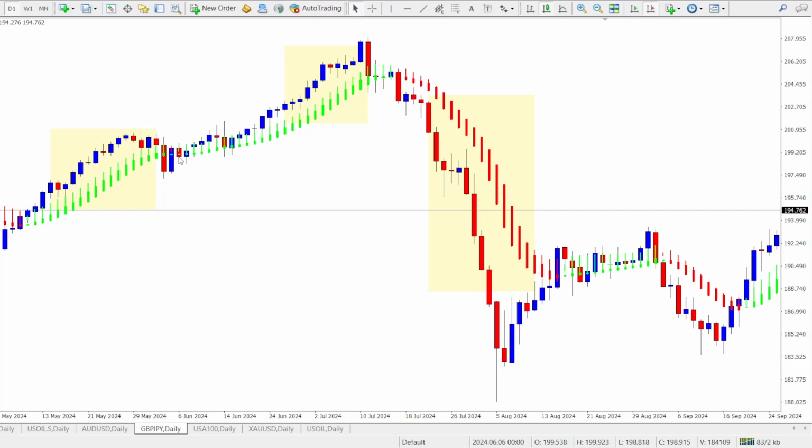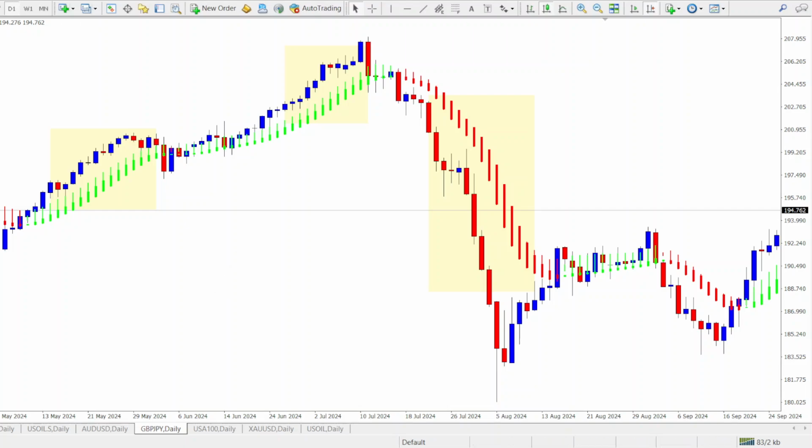So when you want to exit, make sure that you wait for confirmation. Do not just exit at the site. I am emphasizing it. Do not just exit at the sight of one red candle, one red bar from the indicator. Make sure you have confirmation, at least three bars, and then you can use other indicators for your confirmation.